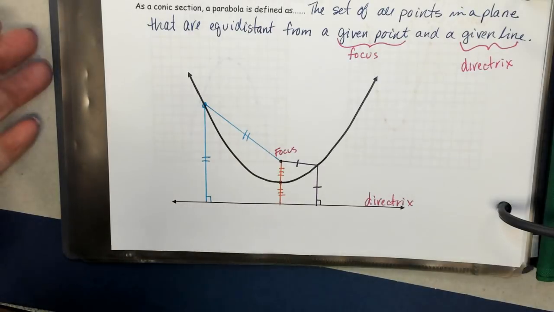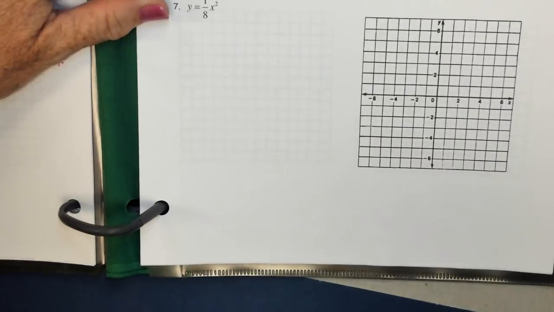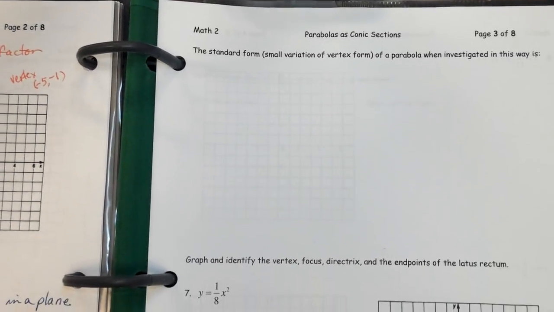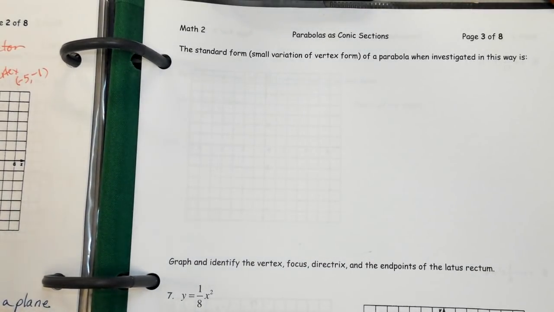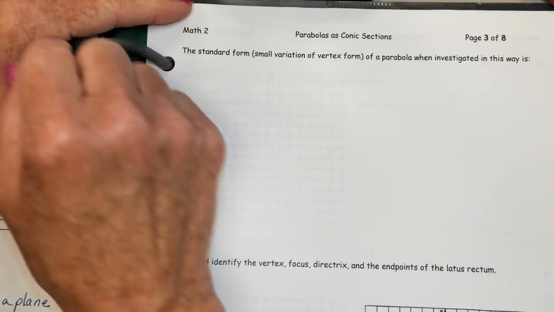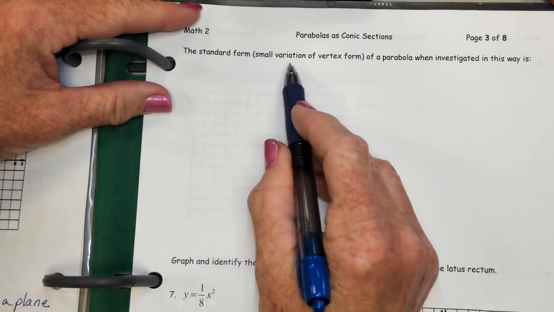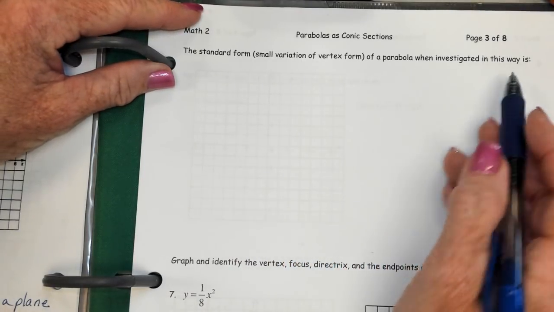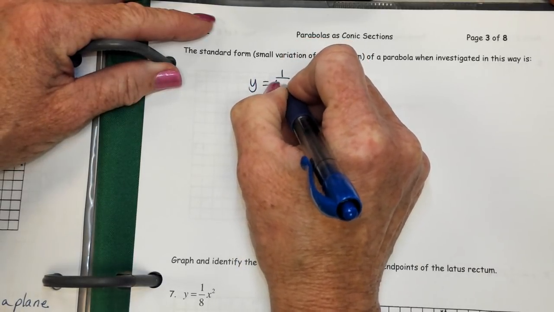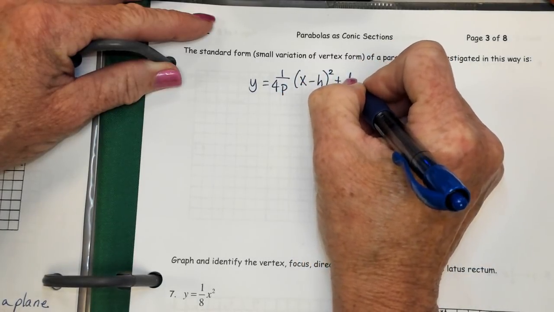When we look at a parabola in this form, we can look at the standard form of a parabola. Different books use different things. The standard form, which is a small variation of the vertex form of a parabola when investigated in this way, looks like this: y equals 1 over 4p times (x minus h) squared plus k.